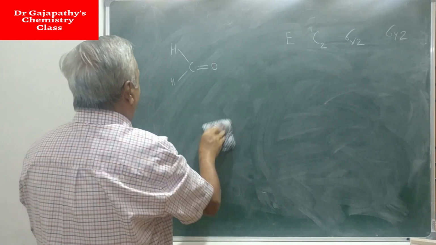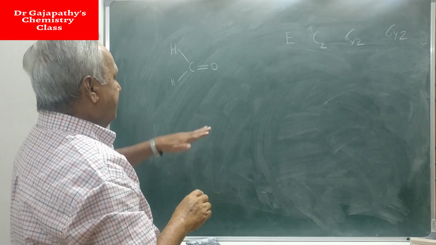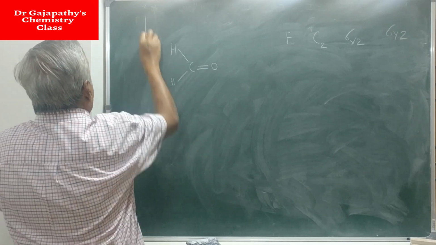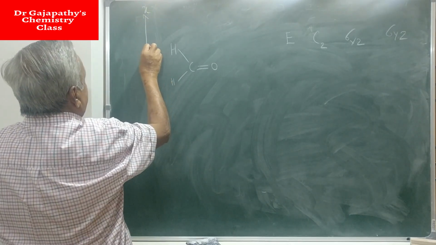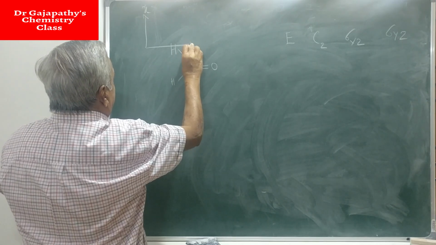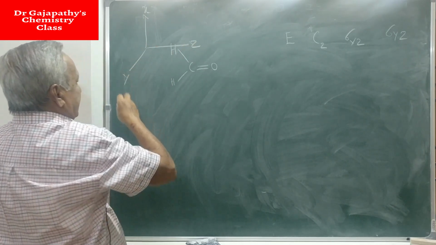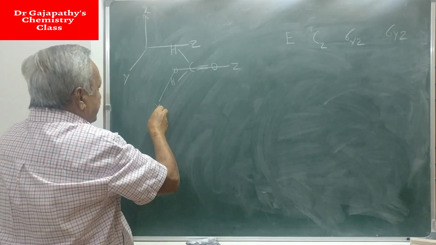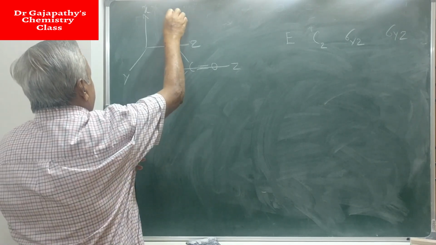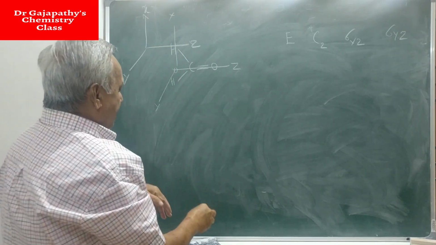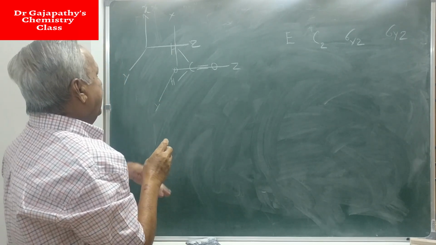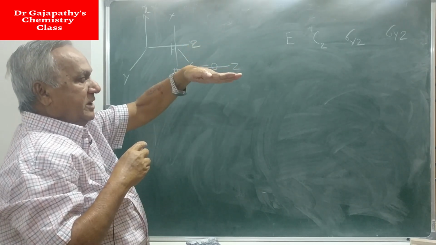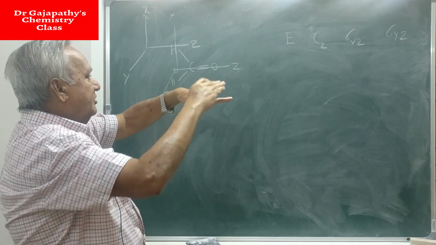Let me tell you, the coordinates are like this. The molecule is like this. Namely, if this is the x-axis, this is the z-axis, and this is the y-axis. So, this is z. This is y. And this is x. That means the molecule, all the atoms are in the yz plane. This is xz plane and this is yz plane, and the atoms are all in this yz plane.